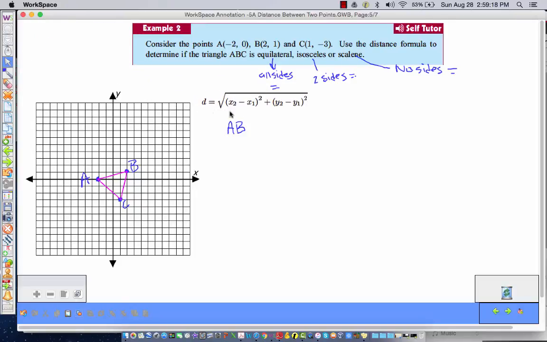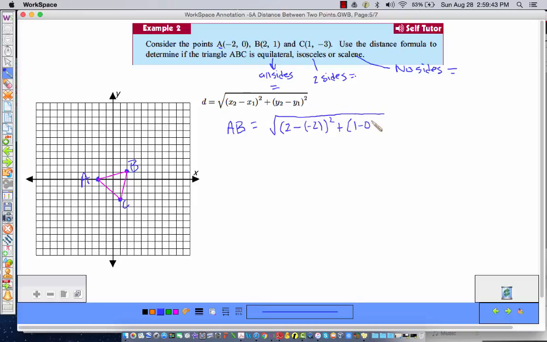Okay, so AB is going to be equal to the square root of (x2 minus x1) squared. So here's A and here's B. And this time I'll use this as my x2. So 2 minus negative 2, the x-coordinate, squared, plus 1 minus 0 squared. And this is equal to the square root of 4 squared.